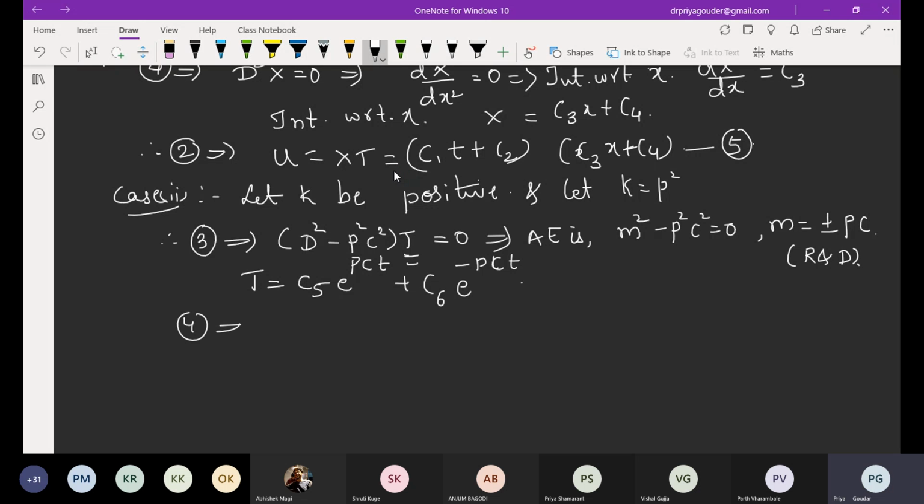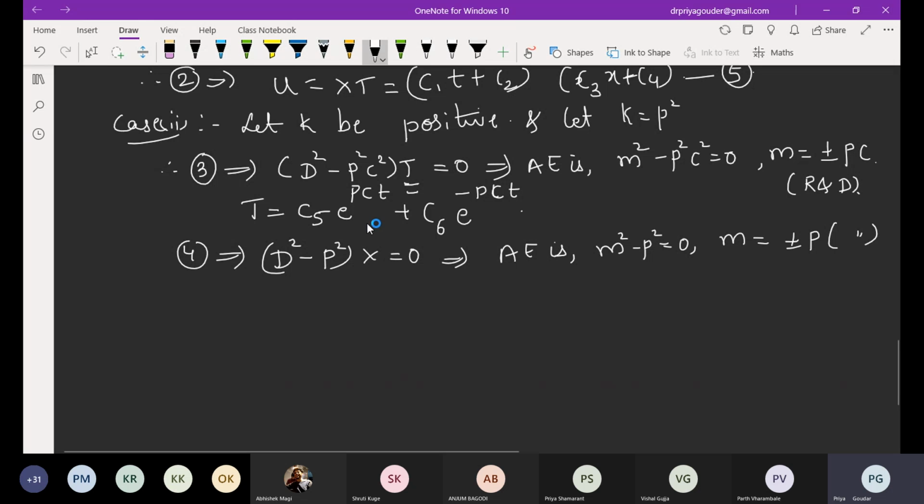Take now the value of K as P square in equation 4. Just see what you'll get. D square minus K, so it is D square minus P square into X is 0. Again, what is the next step? This is the second order homogeneous. Auxiliary equation is M square minus P square is 0. M is equal to plus or minus P. Is it the same case?